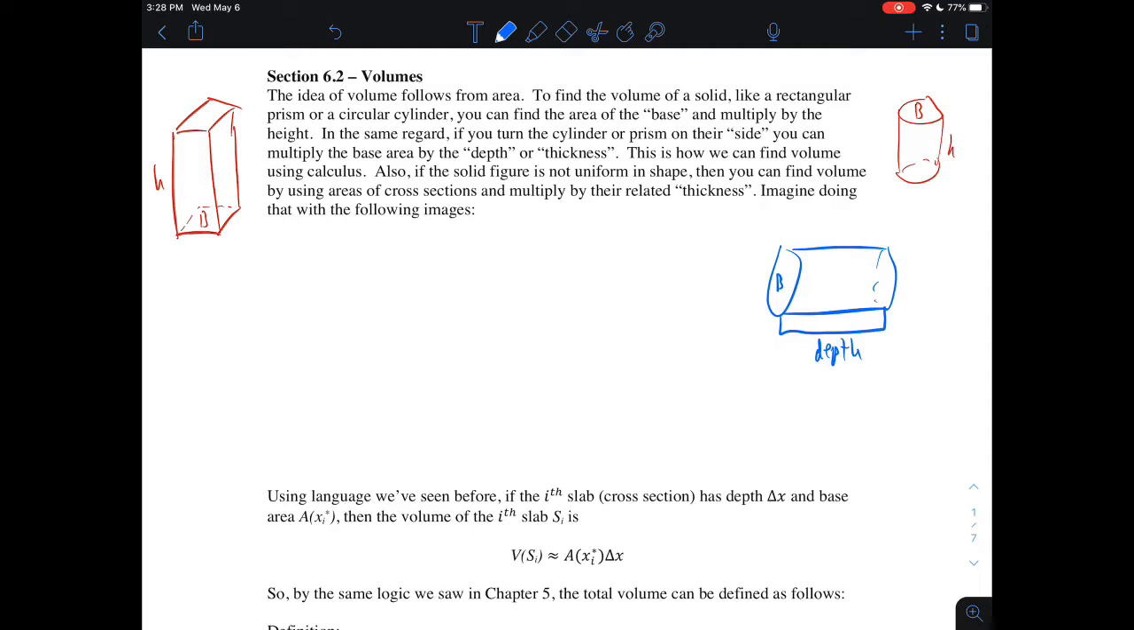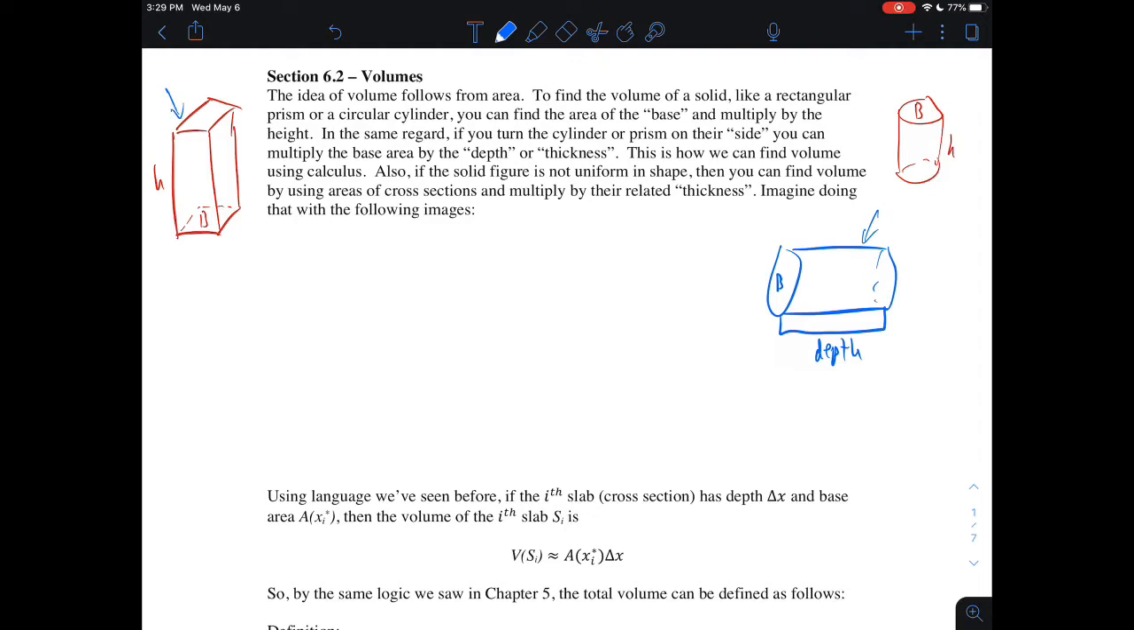Also, if the solid figure is not uniform in shape, then you can find volume by using areas of cross sections and multiply by the related thickness. So imagine doing that with the following images. First of all, what do I mean by something that's uniform or not uniform? This cylinder over here is uniform in shape. You have the same size throughout. Same idea with the prism, that is uniform in shape.